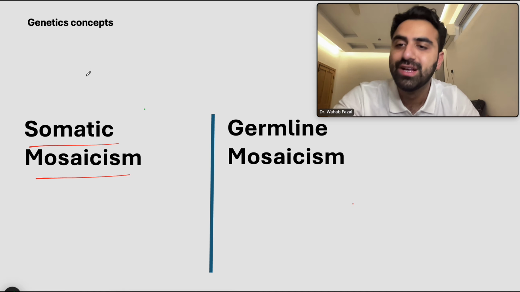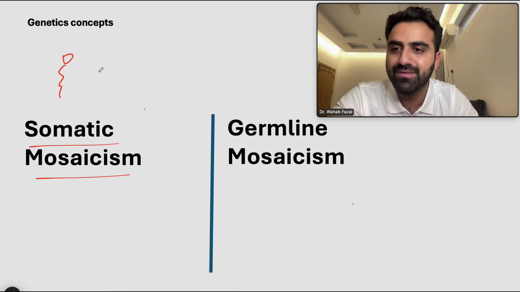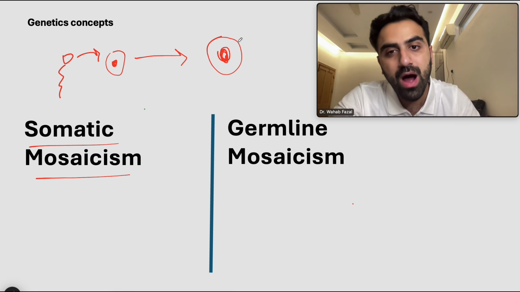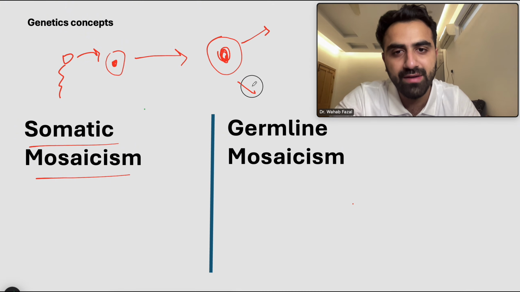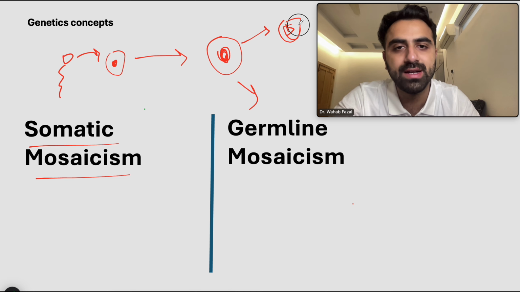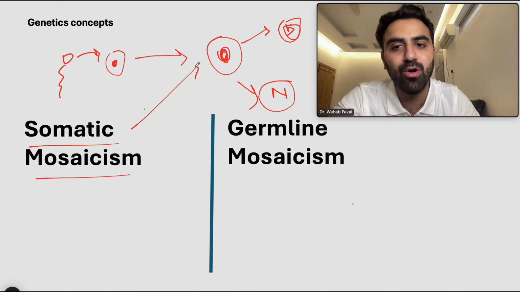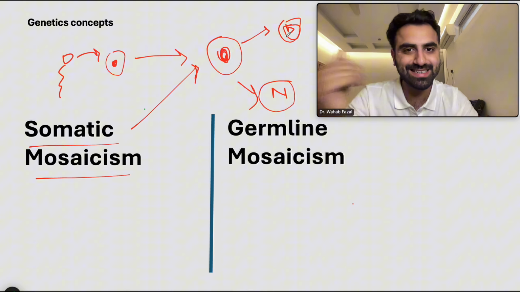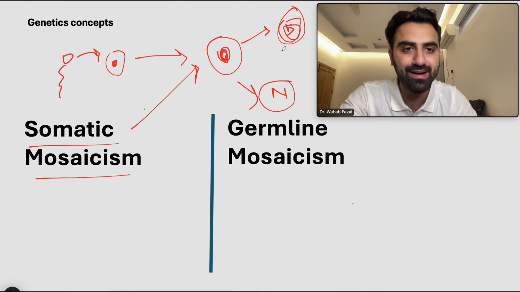How does that happen? During fertilization, you have this sperm and this egg. They join together and make the zygote. After the zygote has formed, you have division into multiple cell lines, and let's say if this one got diseased and this one is normal, this is the example of somatic mosaicism: after fertilization you have multiple distinct cell lines in which some of them are diseased. That's the concept of somatic mosaicism.